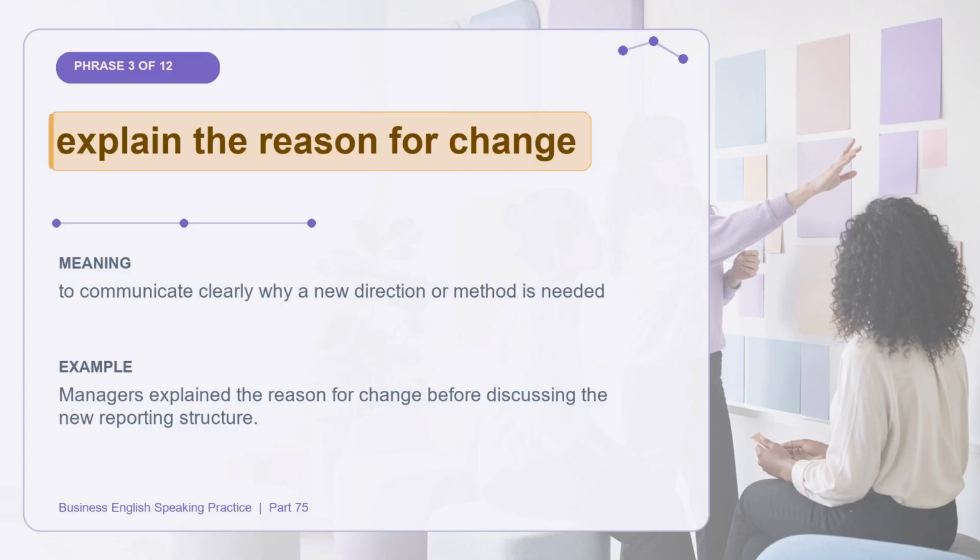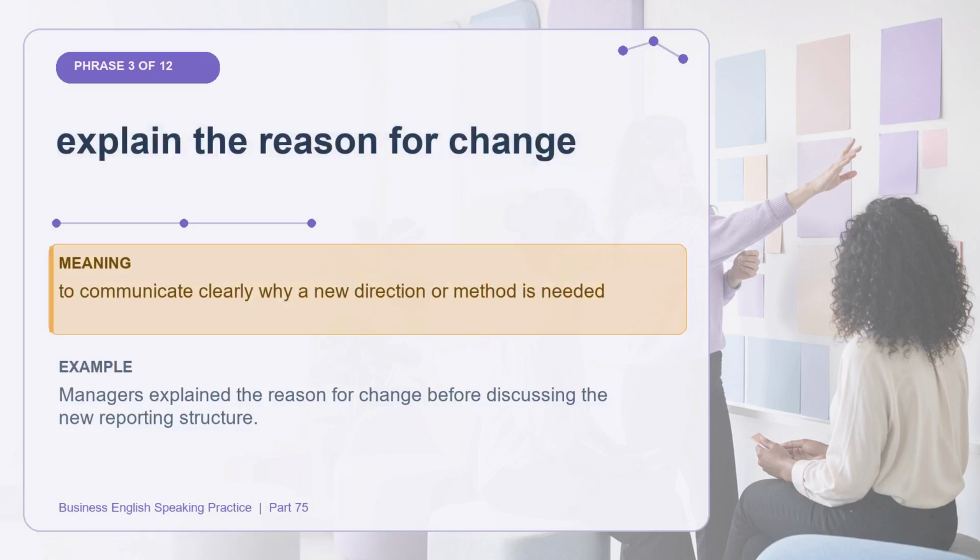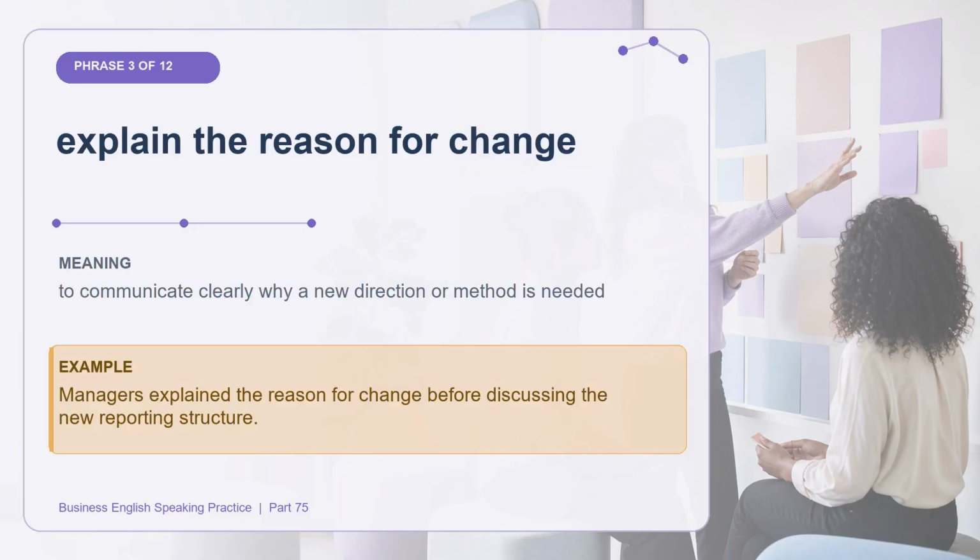Phrase 3. Explain the reason for change. Meaning, to communicate clearly why a new direction or method is needed. Example: managers explained the reason for change before discussing the new reporting structure.